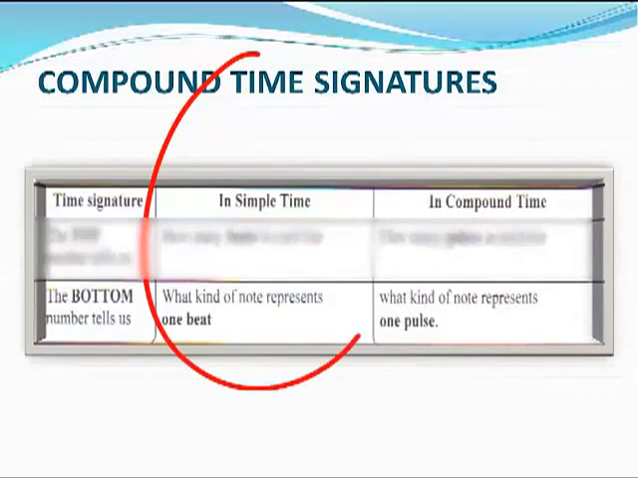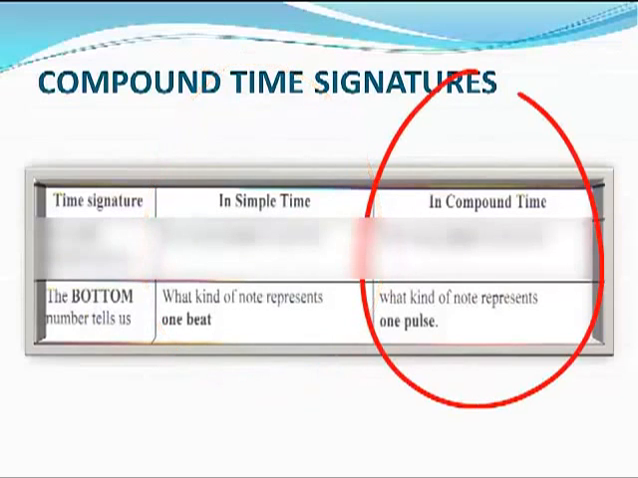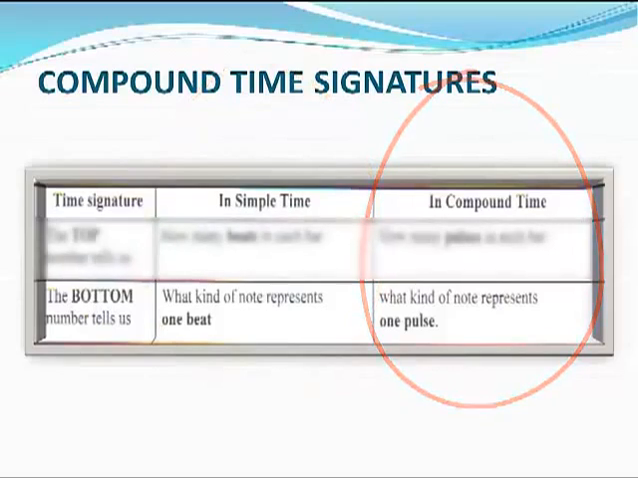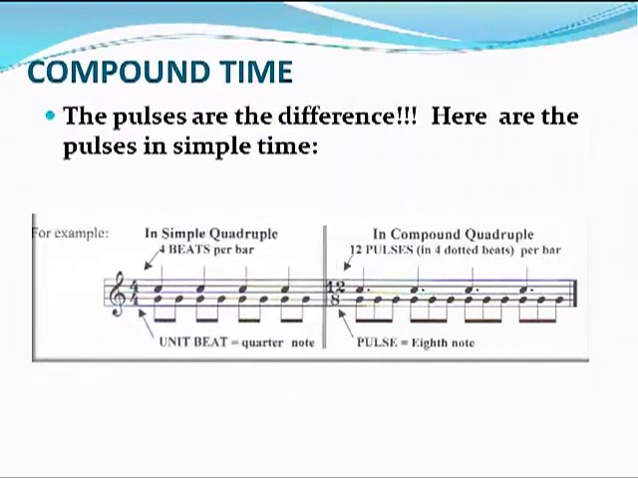In simple time, the bottom number is telling you what kind of note gets 1 beat. In compound time, the bottom note is telling you what type of note receives 1 pulse. What's the difference between simple and compound time? How we arrived at the unit beat.